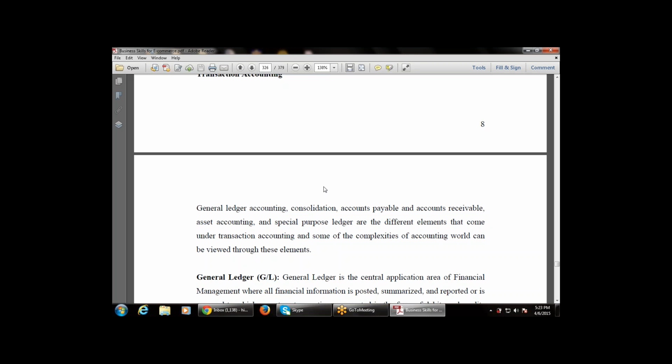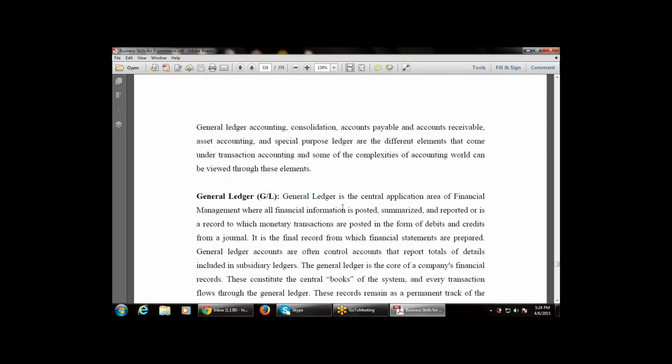So this includes general ledger accounting, consolidations, accounts payable, accounts receivable, asset management, and various other elements that come under transaction accounting. Some of the complexities of the accounting world can be viewed through these elements. These are a few of the elements used by financial accounting. Now let's see the various accounting areas that are used.